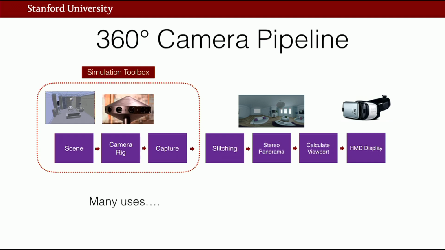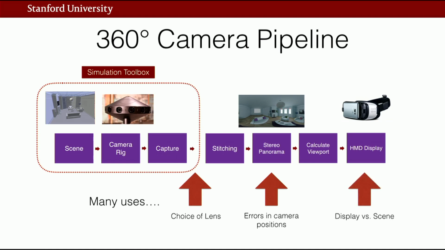There are many uses for these simulated images. For example, you might be interested in how your choice of lens will affect the captured images that come out of your rig, or how small, minor physical errors in your camera positions when you're building the rig will affect the final panorama, or maybe even how the final image you put on the display of the head-mounted display compares to the actual objects in the original scene. In this way, simulation can be incredibly useful, and we can use simulation to evaluate and predict how different design choices you make in your rig can affect any of these outputs.